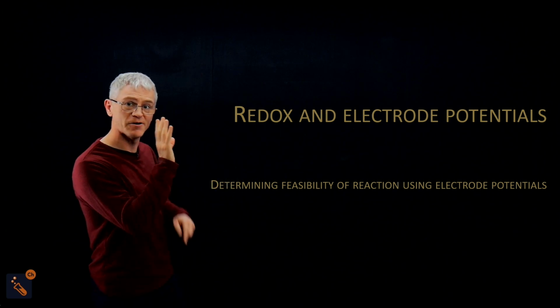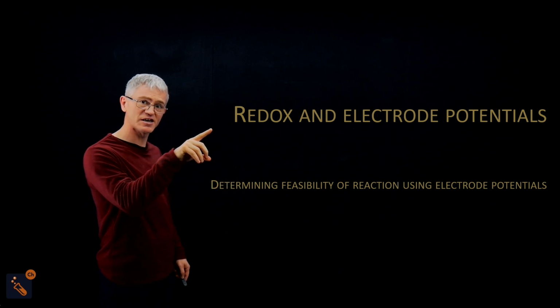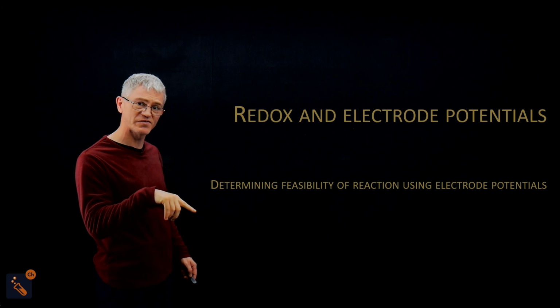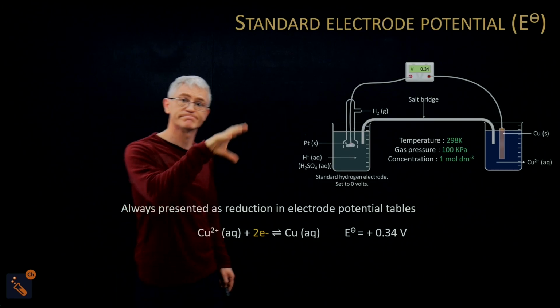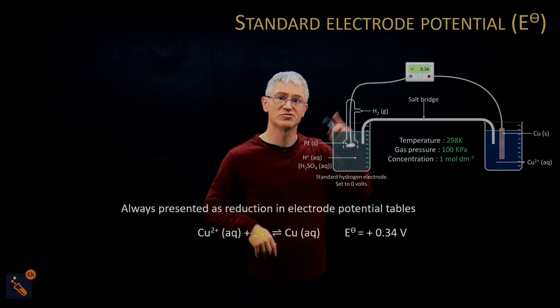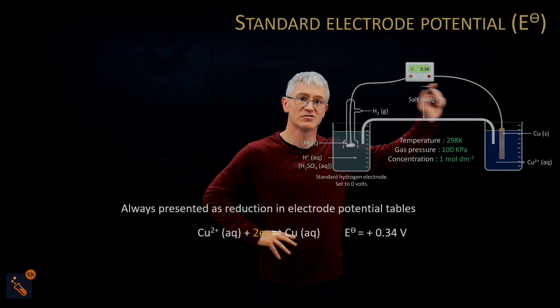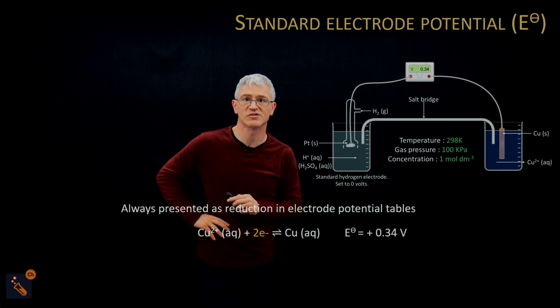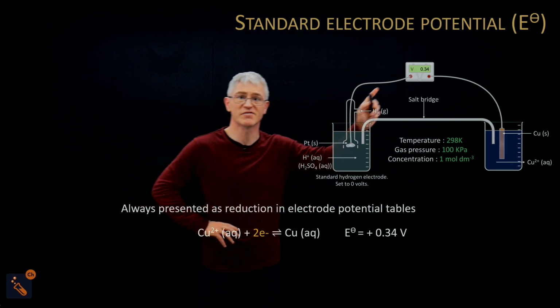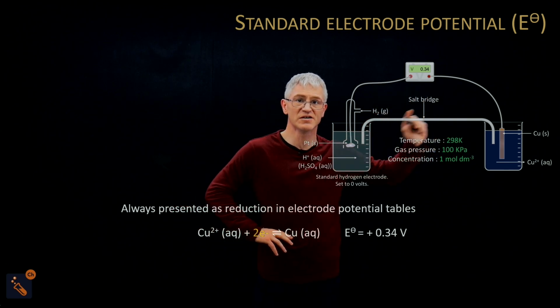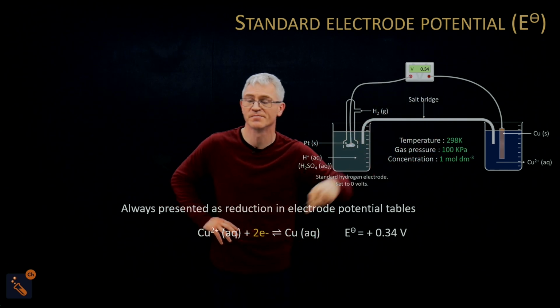Now redox and electrode potentials, feasibilities, we're going to look at lots of different types of reactions, so very, very important. If we look here, we've got a hydrogen electrode next to a normal electrode, a copper in that instance. And remember, whatever value comes on there is the value of the other one, because this is set to 0.